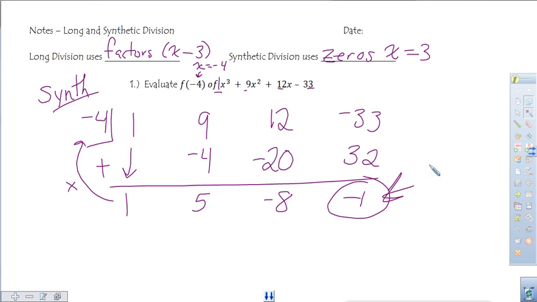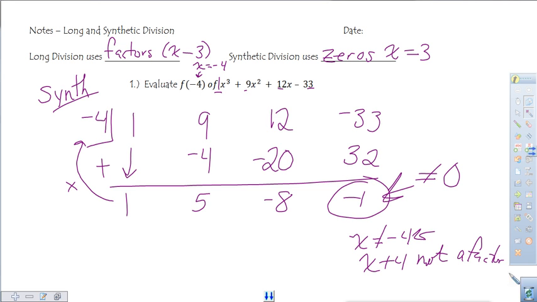Because this one is not 0, that means that negative 4 is not a 0 of this function, so x equals negative 4 is not a 0, and it means that x plus 4 is not a factor, because you would have to add the 4 to the other side.